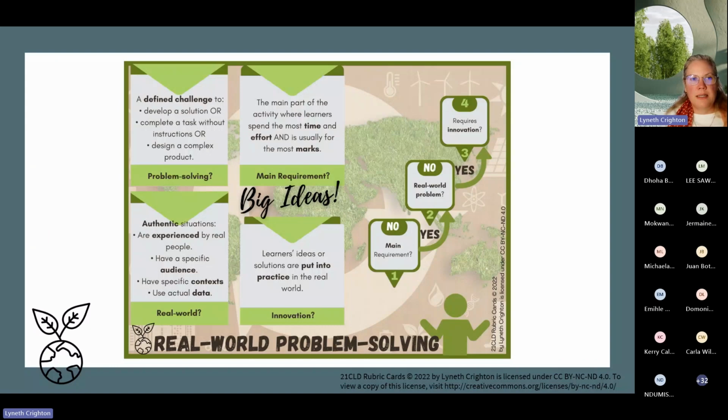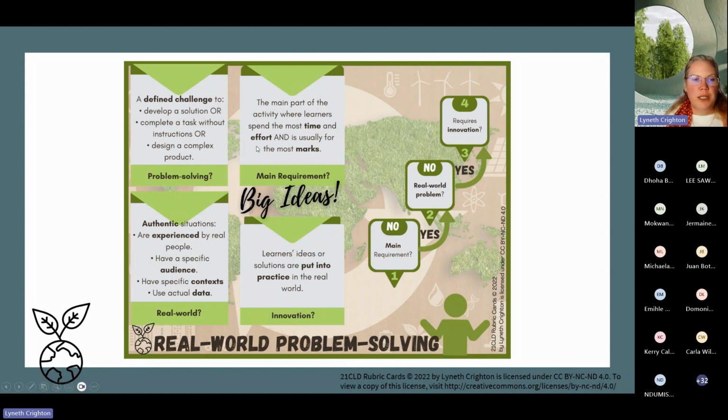So the big ideas are, does your project or lesson unit require them to solve a challenge, design a product, complete a task, or develop a solution? So the first one has two big ideas, is that it has to be problem solving. And remember, the main requirement is about time, effort, and marks.